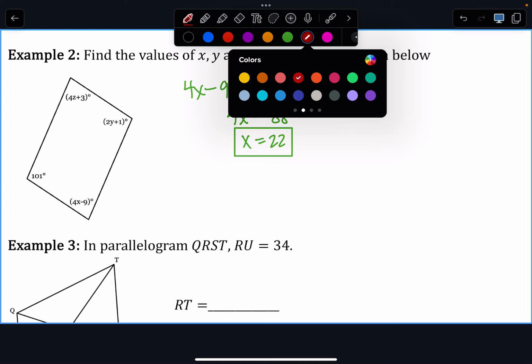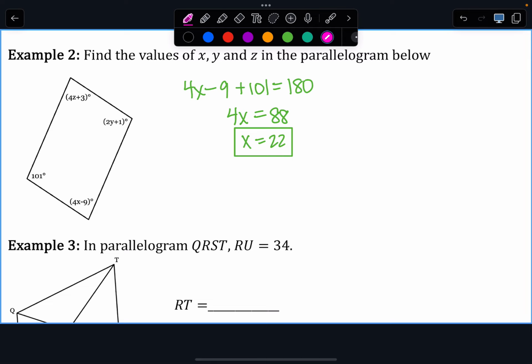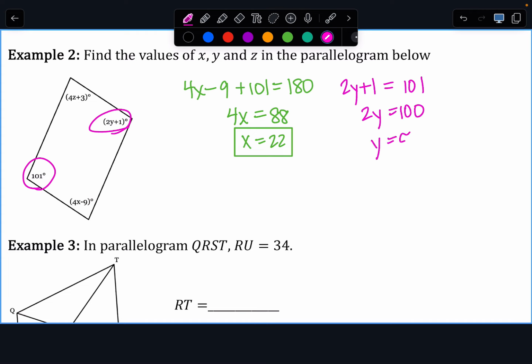Now, what about y? What are we going to do with 2y plus 1? Okay, that's going to equal 101, because those two angles are congruent. So what's y? 50.